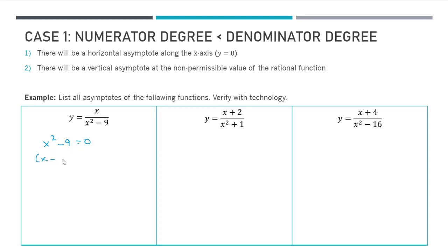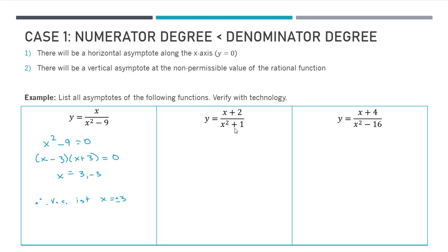This is a difference of squares, so you get x minus 3, x plus 3. So therefore we get x is 3 and negative 3, so plus or minus. I'm just going to use a little shorthand here. Our vertical asymptote is at x equals, we'll go plus or minus 3. Yeah, that's not too bad.